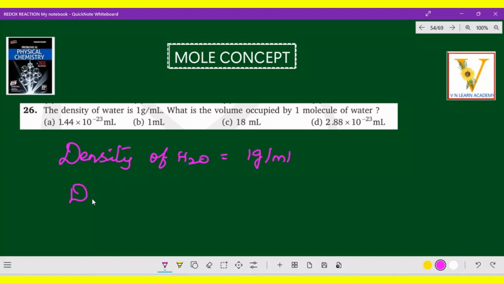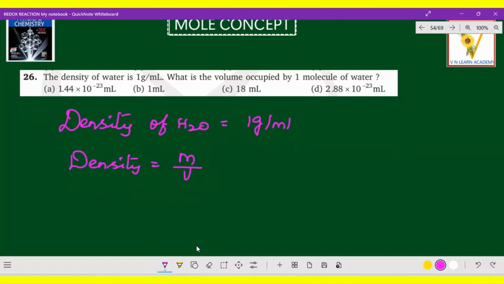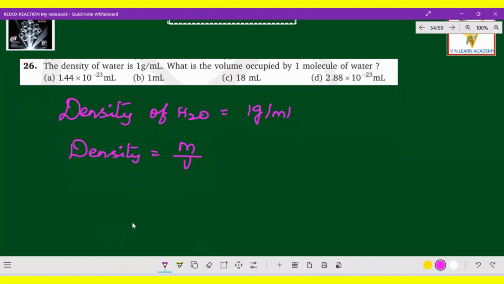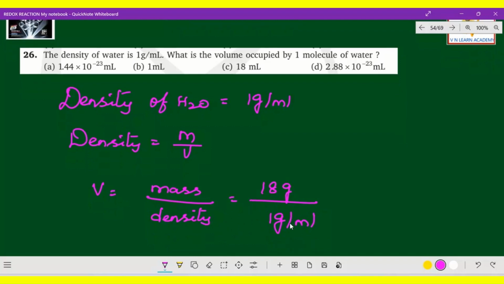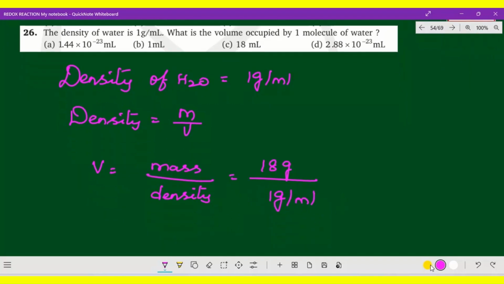Now, generally how do we calculate density? Density equals mass by volume. Here in this question, the volume occupied by 1 molecule of water, so volume is equal to mass by density. The molar mass of water is 18 gram divided by 1 gram per ml, that is density. Here the gram will be cancelled, so you will get ml. So 18 ml, you got that volume, right?